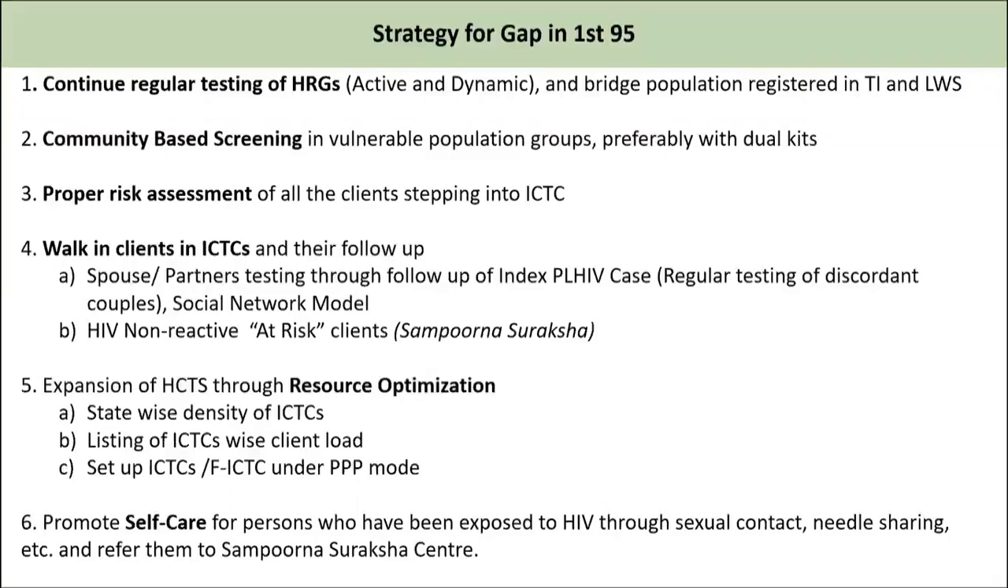Just make a state-wise list of ICTCs, where our ICTCs are located, where our FICTCs are located, what is the client load of the existing ICTCs, and what is the need of setting up new ICTCs or FICTCs in PPP model. So those things can be taken care of, and accordingly we can plan our scale-up plan for the ICTCs.